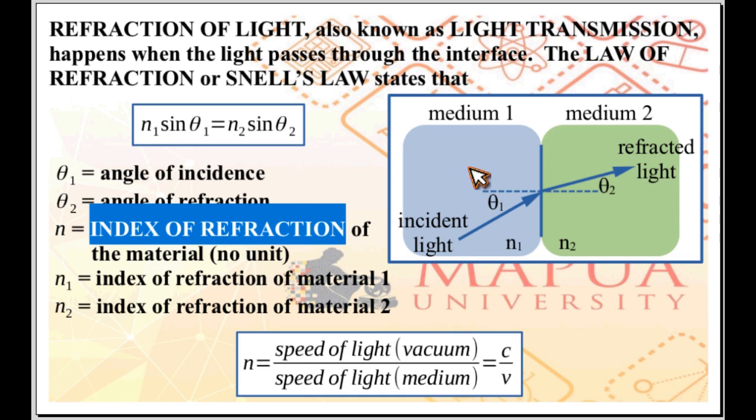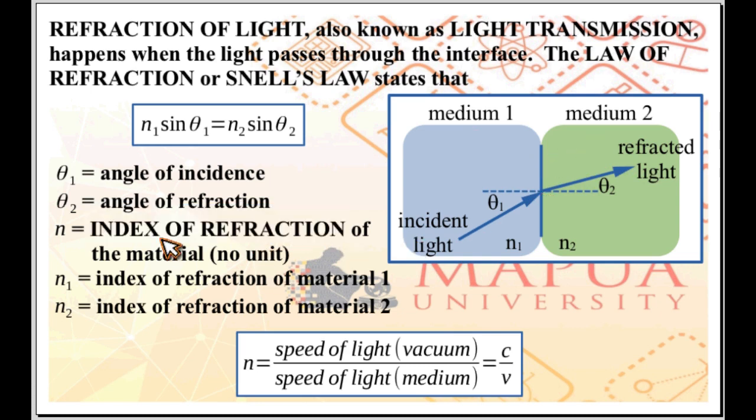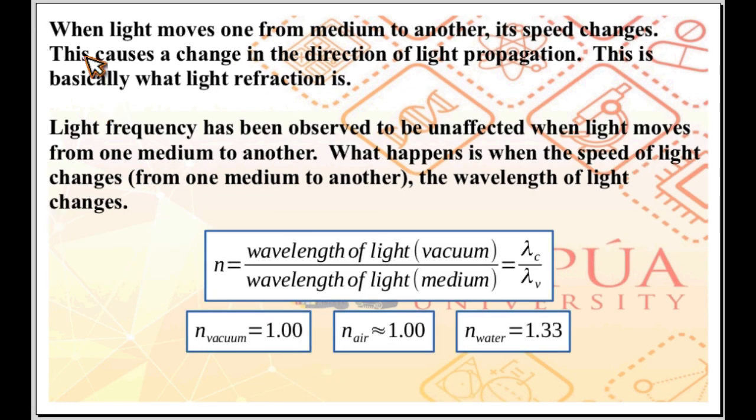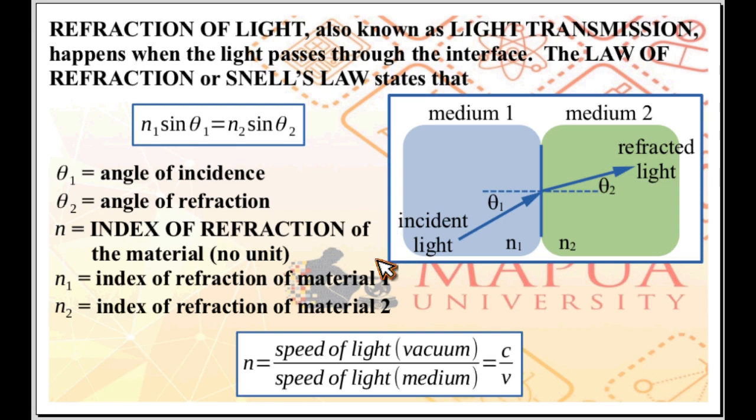From v1, the speed of light becomes v2 when light passes through the interface, when light moves from one medium to another. Thus, when light moves from one medium to another, its speed changes. And this causes a change in the direction of light propagation. For instance, from this direction, the motion of light changes to this direction when light moves from one medium to another.